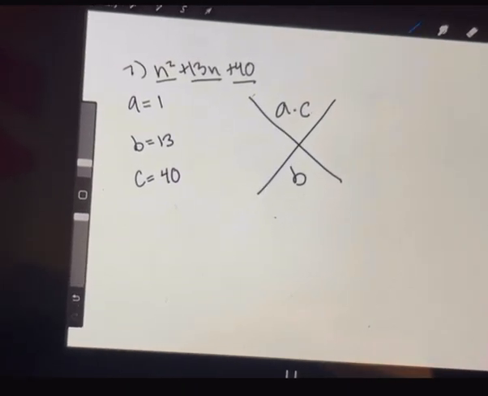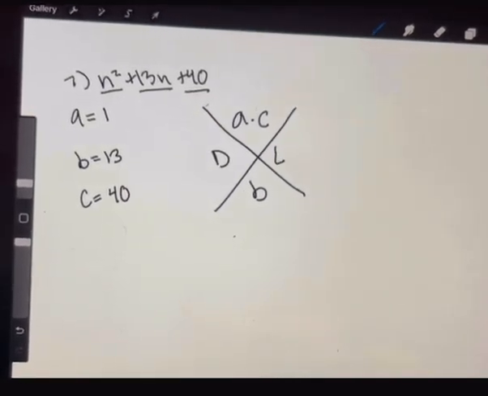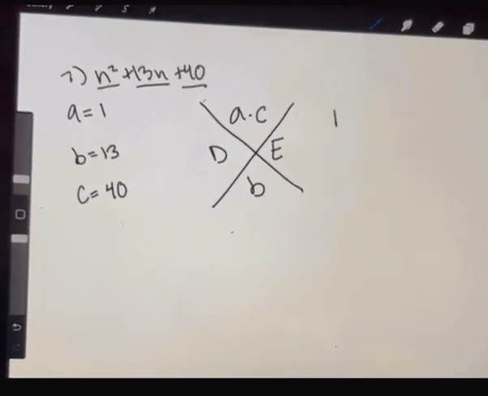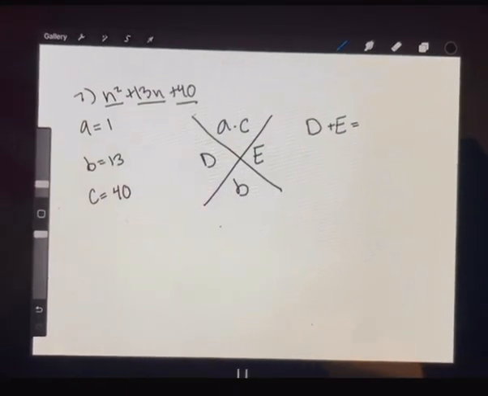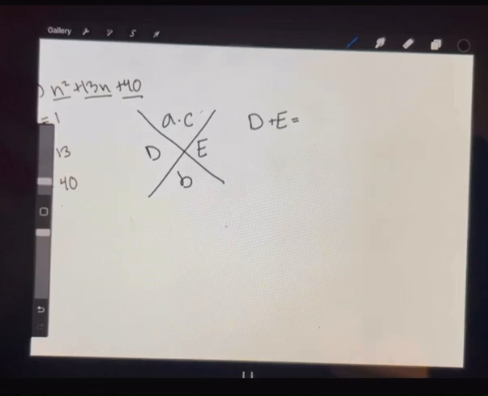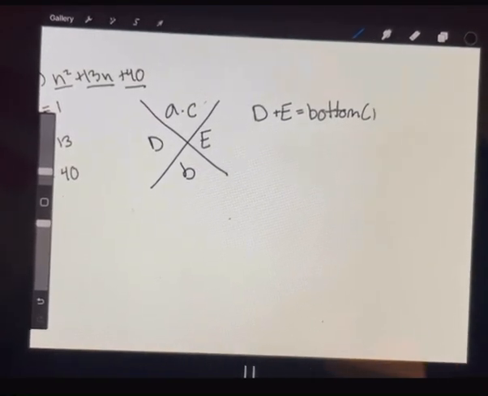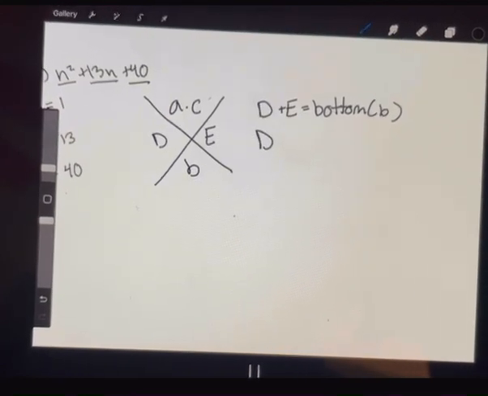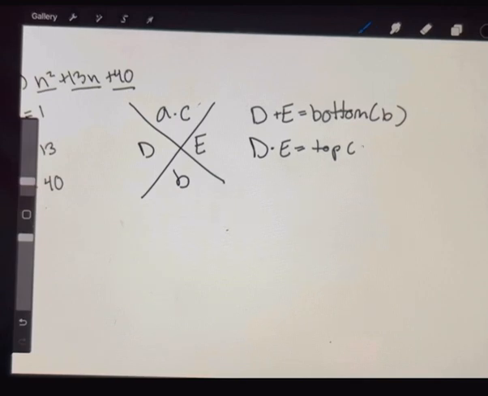The side two areas are special numbers. For the sake of clarity, I will refer to them as D and as E. These numbers are special because they add together to get the bottom section, which is just B, and they multiply together to get the top area, which is A times C.